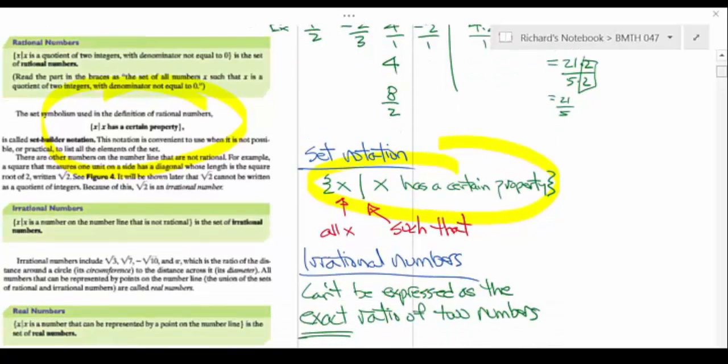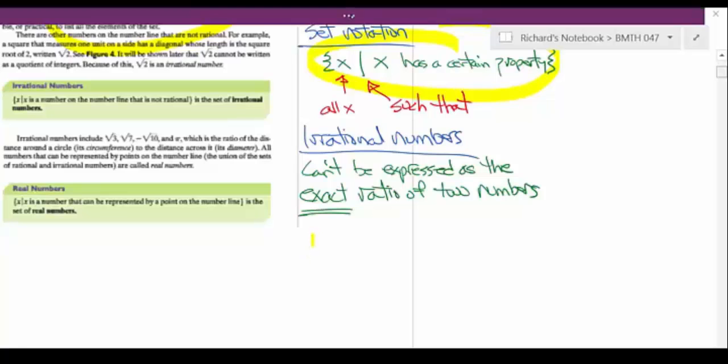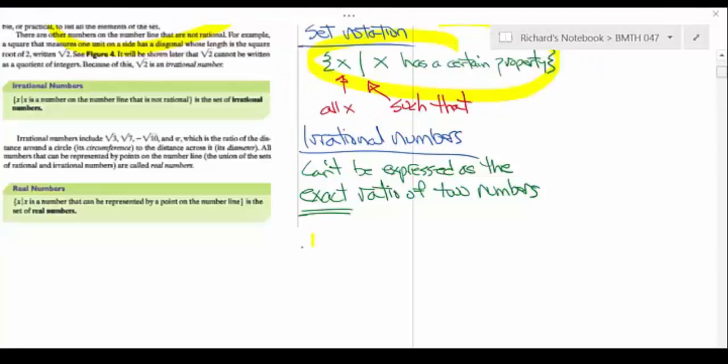So irrational numbers are numbers that can't be expressed as the exact ratio of two numbers. Some examples of irrational numbers are the square root of 2, the square root of 3, and numbers like pi, the square root of 7, the square root of 11.